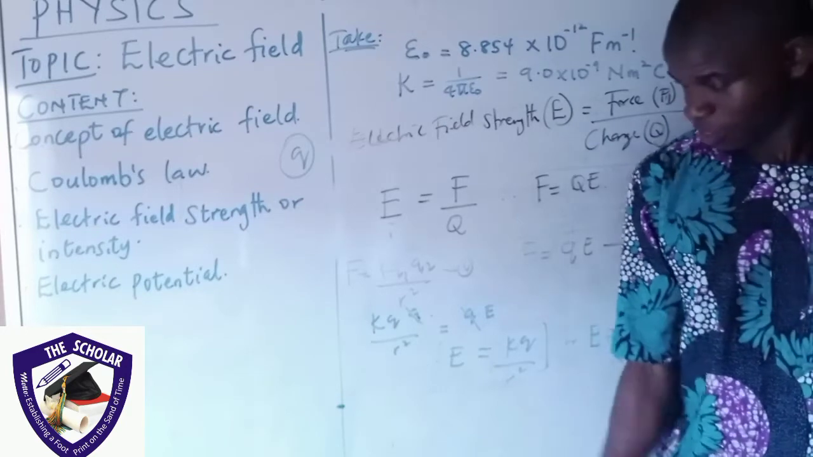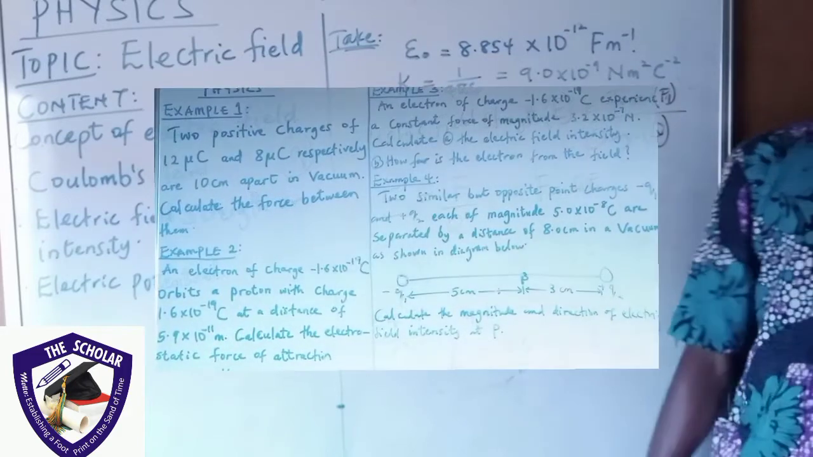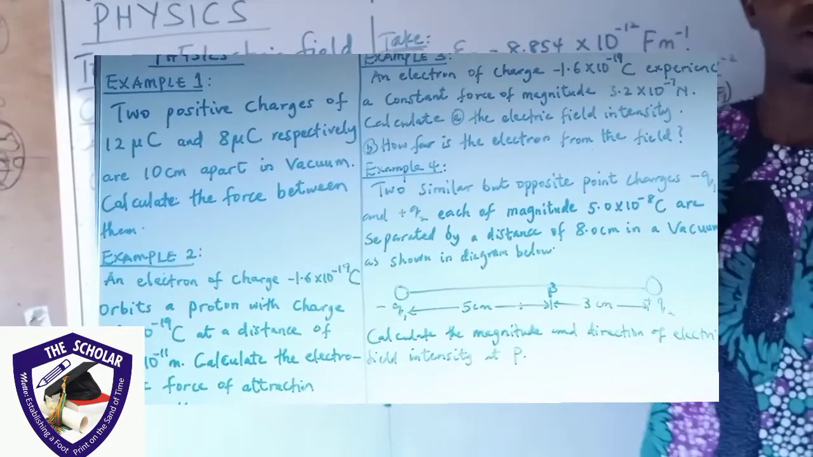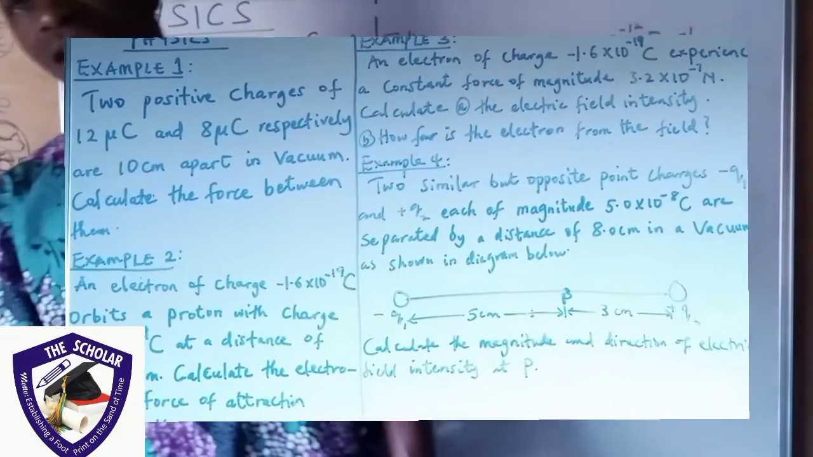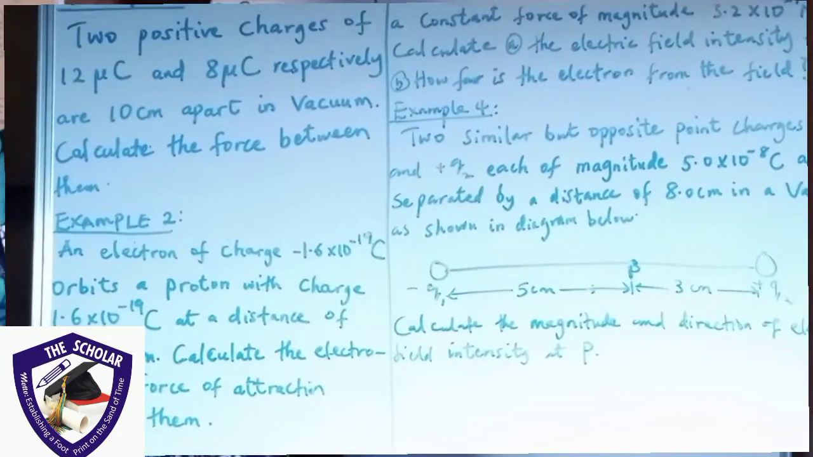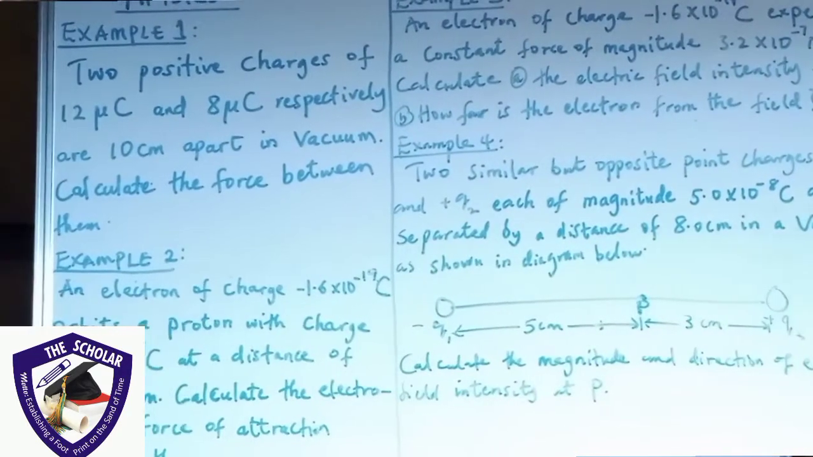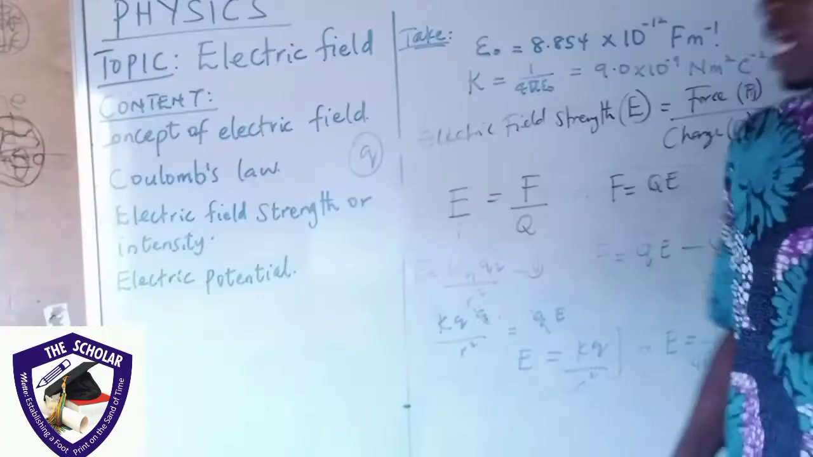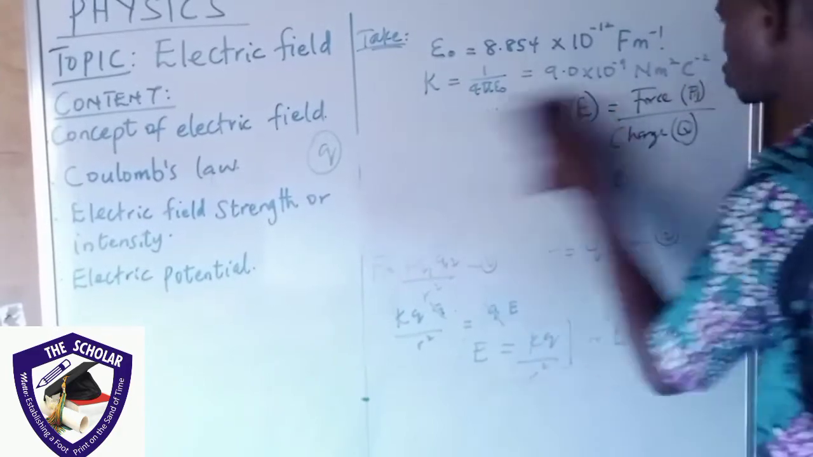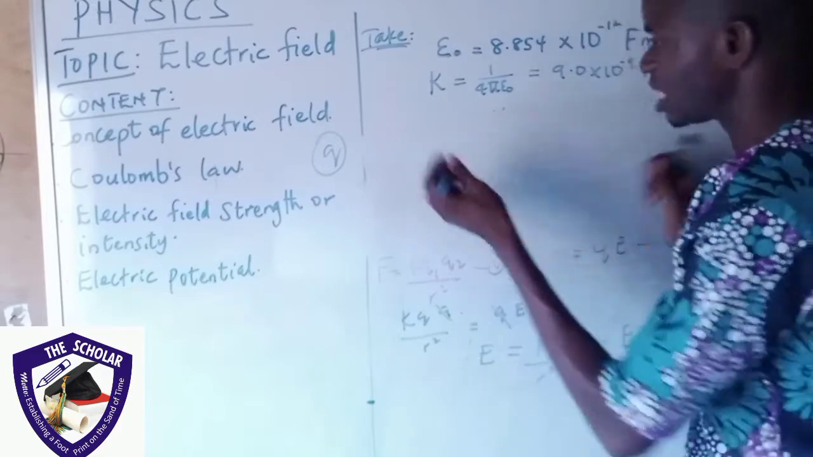Let's take an example on this also. As you can see on the board, an electron of charge minus 1.6 times 10 to the minus 19 coulomb experiences a constant force of magnitude 3.2 times 10 to the minus 7 Newton. We have to calculate A, the electric field intensity, and B, how far the electron is from the field.